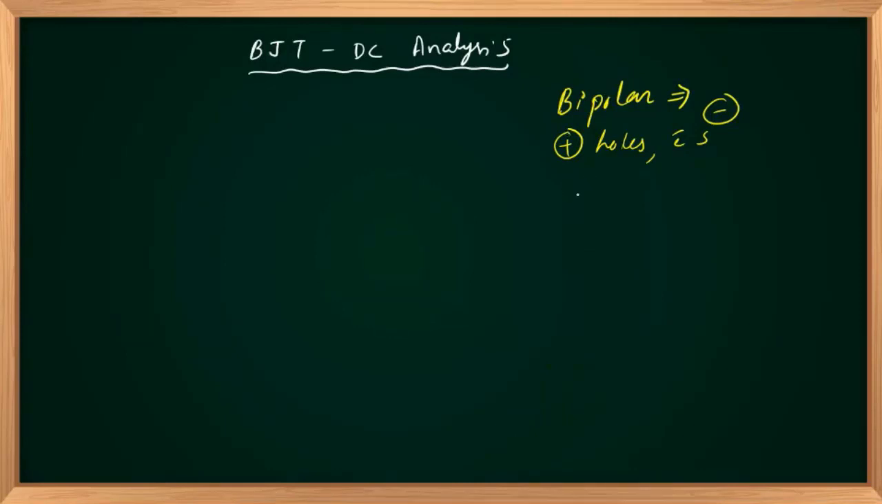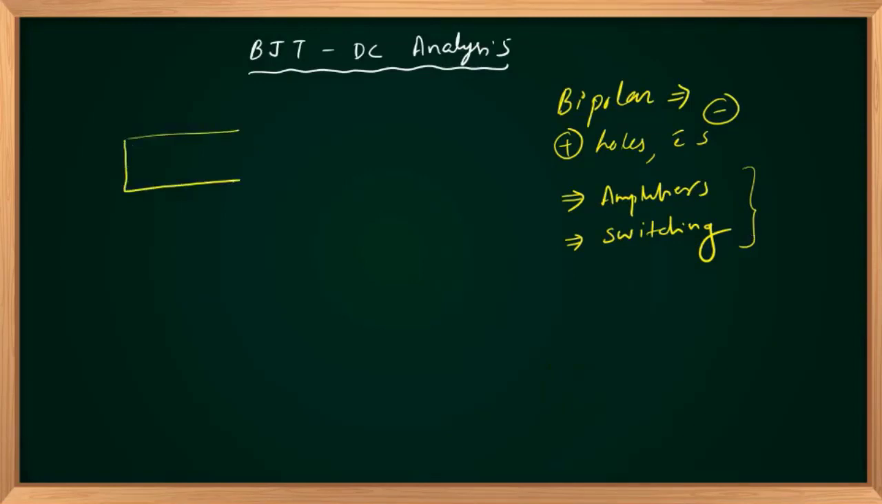The main application of bipolar junction transistor is in amplifiers, widely used in amplifier circuits, and of course in switching circuits as well as amplifiers. We are using bipolar junction transistors, right? BJT is a three-terminal device. Let us call them emitter, base, and collector. Emitter, base, and collector.